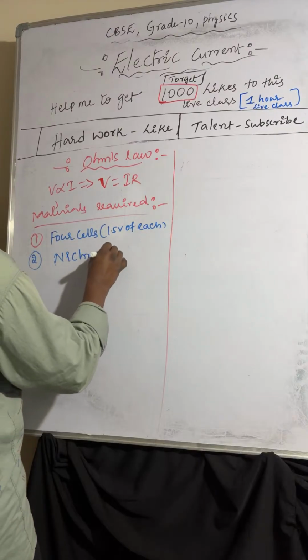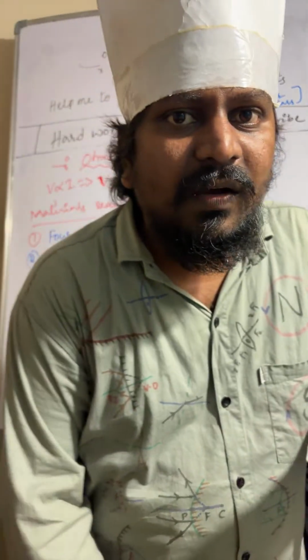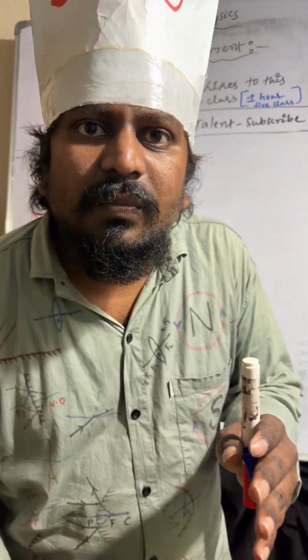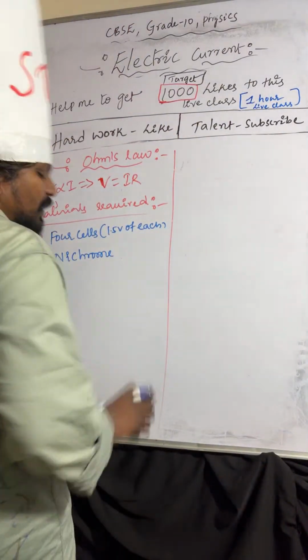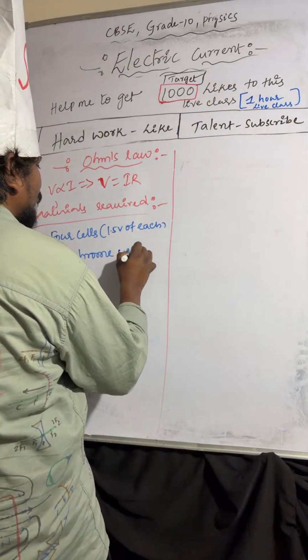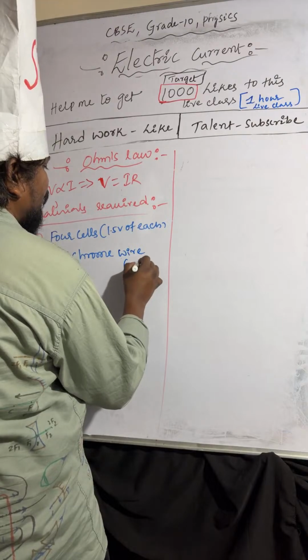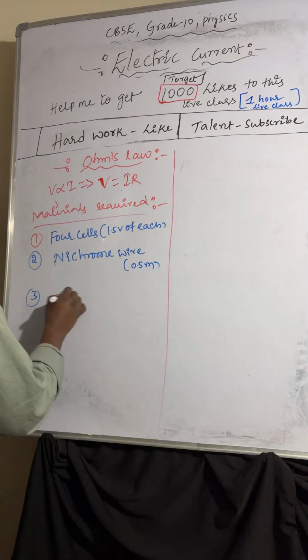Nichrome wire is an alloy of nickel, chromium, manganese and iron metals. Understood? The nichrome wire is 0.5 meter in length. And coming to the third one, ammeter.